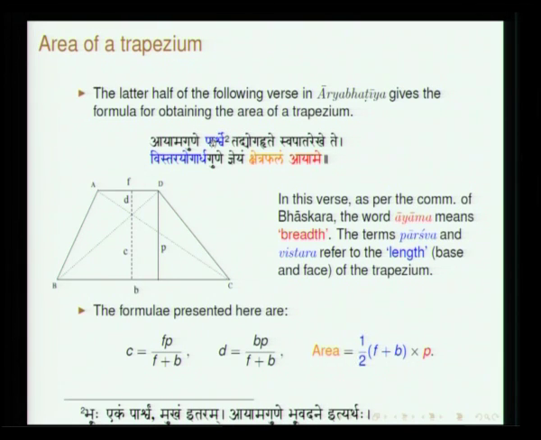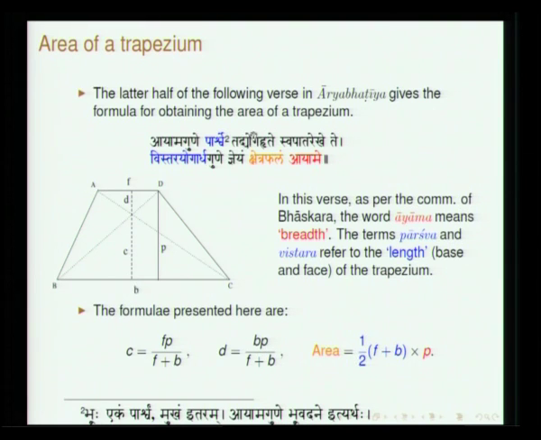So what is the earlier part of the verse? Here he says ayama gune. Ayama is this distance I said, which is marked as p here. Ayama gune parshve. When ayama is multiplied by the parshva, parshva is also basically the side. So tad yoga hrite. This BC and AD are also referred to as two parshvas. So ayama gune parshve, this F into P and B into P.